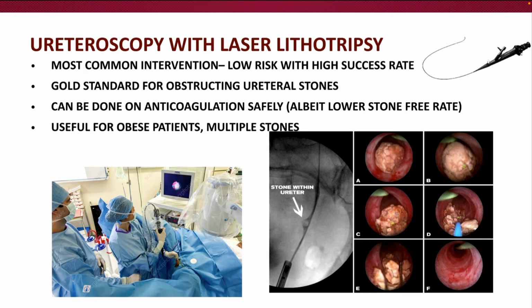These pictures show what it looks like in the OR. It's a really tiny scope. We use X-ray to watch the ureter scope go into the ureter, and then you're visualizing the stone. You're using a laser to break it up, basketing the pieces out. That's why it's so much more successful, because you're seeing that you got the stone out instead of just shocking it and crossing your fingers and hoping it worked.